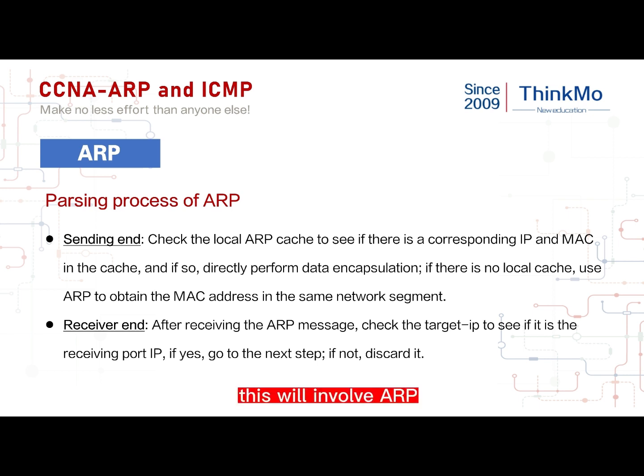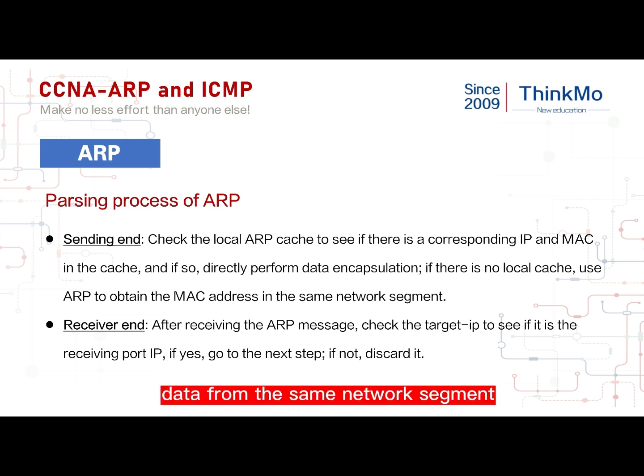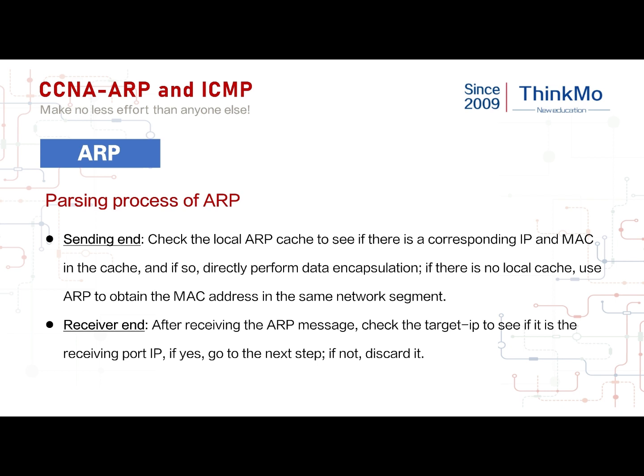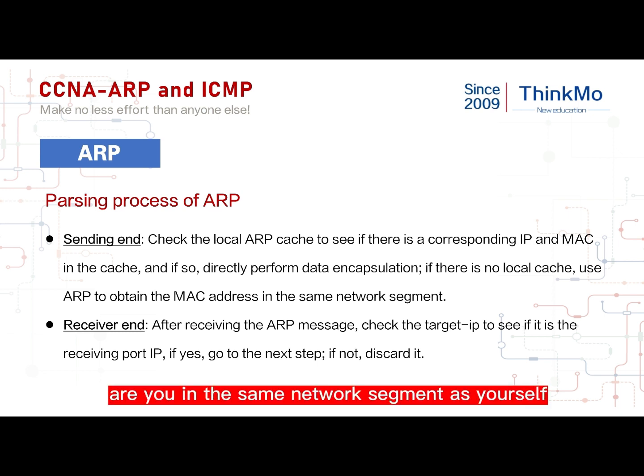But if they don't work out the same, this will involve ARP. If the data is from the same network segment, it can be sent and be able to be replied to. Then before sending the data, it needs to investigate the other party's ARP first. That is to say, use ARP to investigate the MAC address of the other party. Before actual communication, it will detect the mask of the peer. Are you in the same network segment as yourself?